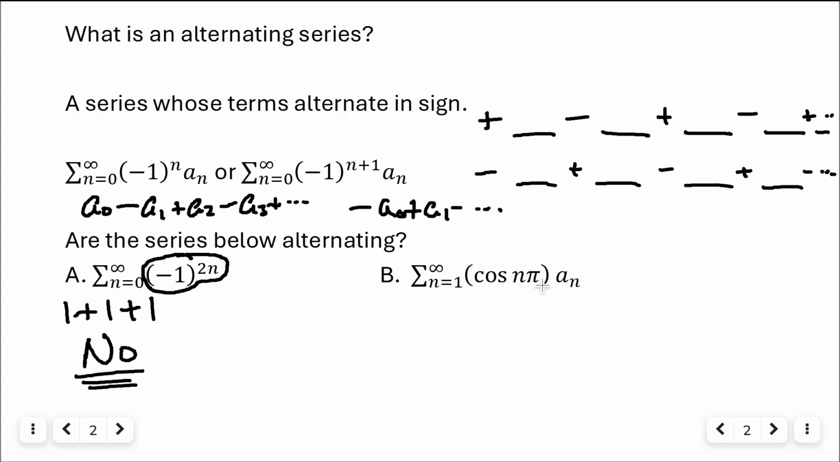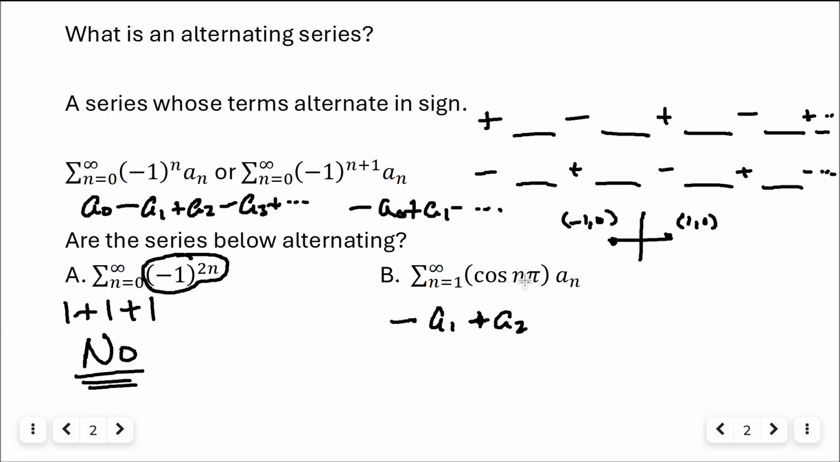We have the sum of cosine of n pi times a sub n, starting from 1. If I substitute 1 in, it gives me the cosine of 1 times pi. Cosine's the x-coordinate, so I go to the x-coordinate at pi, and it's negative 1, 0 there, so it's negative 1. This is negative a1. The next term, if I plug in 2, is cosine 2 pi. So 2 pi is over here. That's the 1, 0. So that's going to be plus a2.